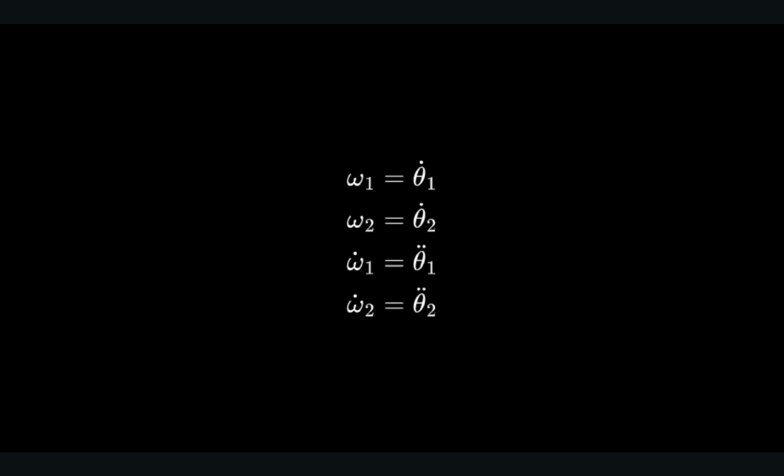To prepare for numerical integration, we define the angular velocities. Let ω1 equals θ1 dot, ω2 equals θ2 dot. The system becomes four first-order equations: θ1 dot equals ω1, θ2 dot equals ω2, ω1 dot equals θ1 double dot, and ω2 dot equals θ2 double dot. These four first-order equations are the exact system that we will integrate using the Runge-Kutta method in the simulation.